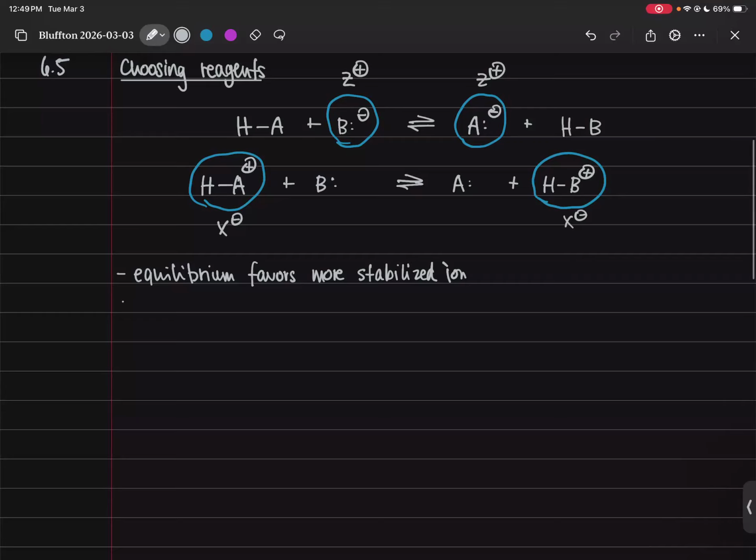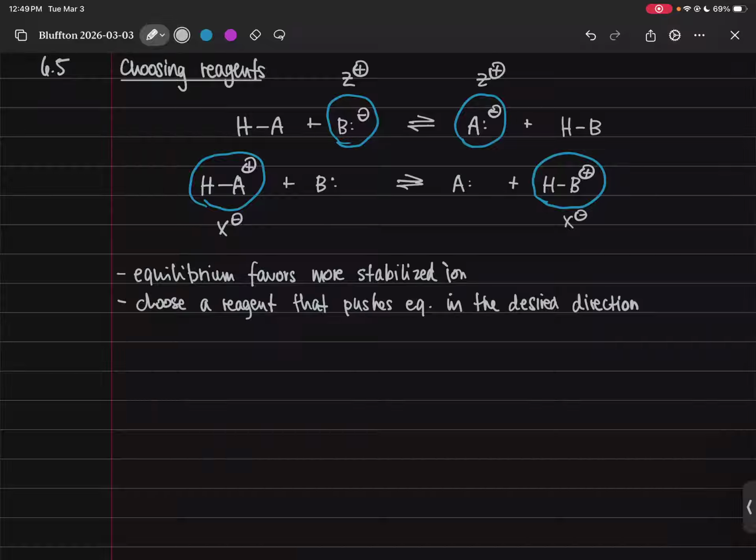And so all we have to do to choose, and that makes it sound easy, it's not easy, but all we have to do is pick an acid or base, or could be another reagent, but we'll mostly talk about acids and bases. Choose a reagent that pushes the equilibrium the way you want it to go.